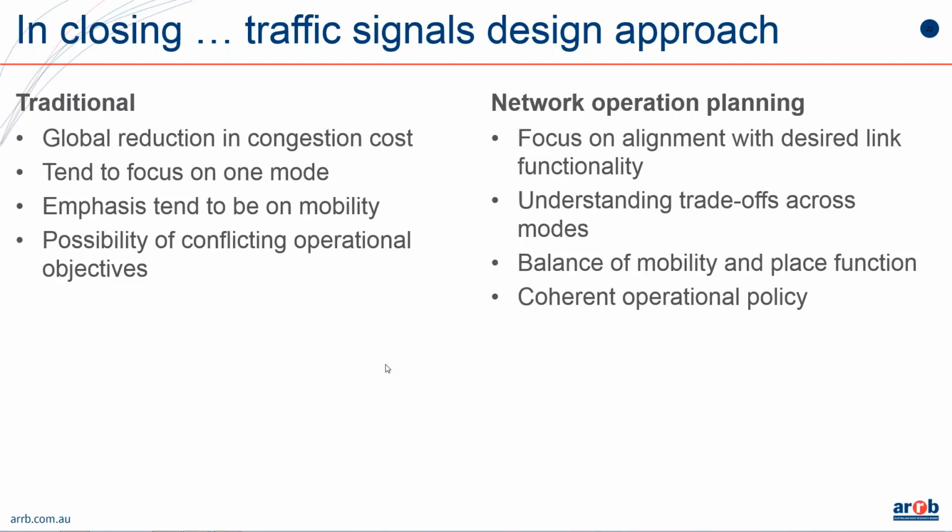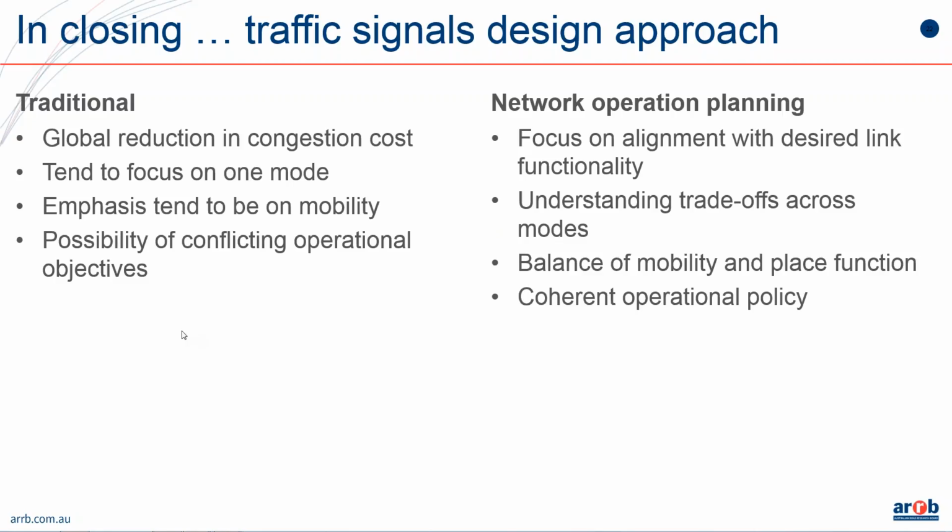So in the public transport priority example that I showed earlier, we are not much concerned with the total reduction in congestion cost. If we can achieve a reduction in congestion cost, better, but we are more interested in designing the operation for a particular road user depending on community expectations.